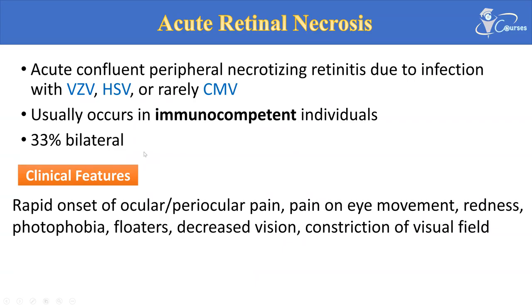So those patients will be usually immunocompetent, caused by varicella zoster virus or herpes simplex virus, and around 33% of patients are bilateral. And since this disease occurs in immunocompetent individuals, this will give you a hint about the nature of the disease. There will be intense inflammation, there will be ocular pain, periocular inflammation, pain on eye movement, redness, photophobia, floaters, decreased vision, constriction of the visual field.